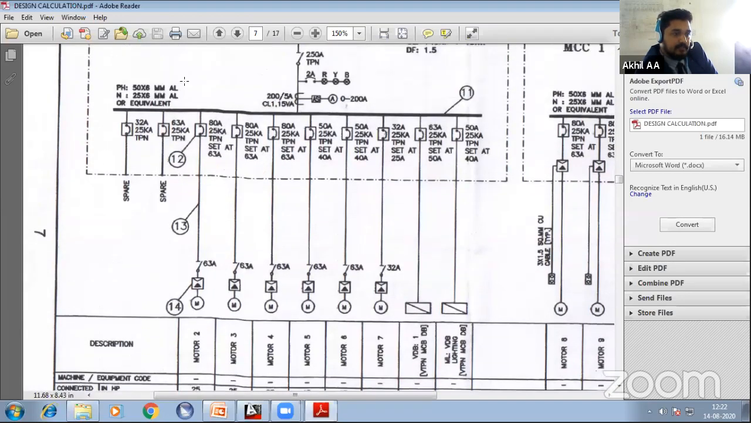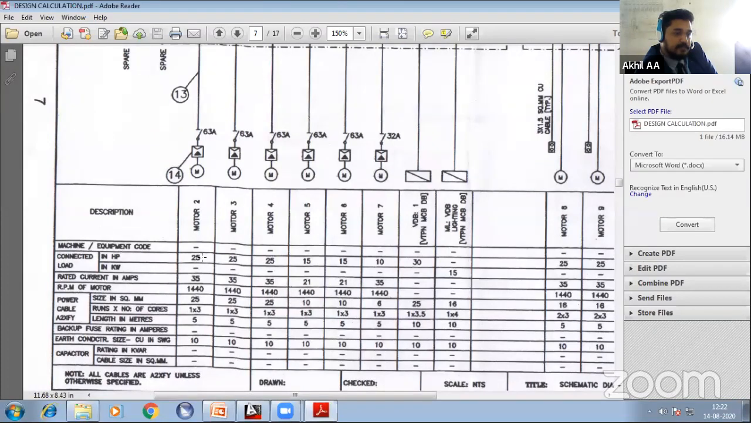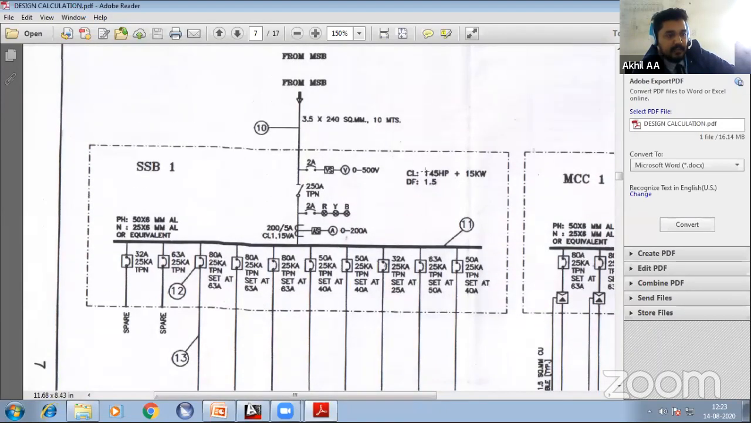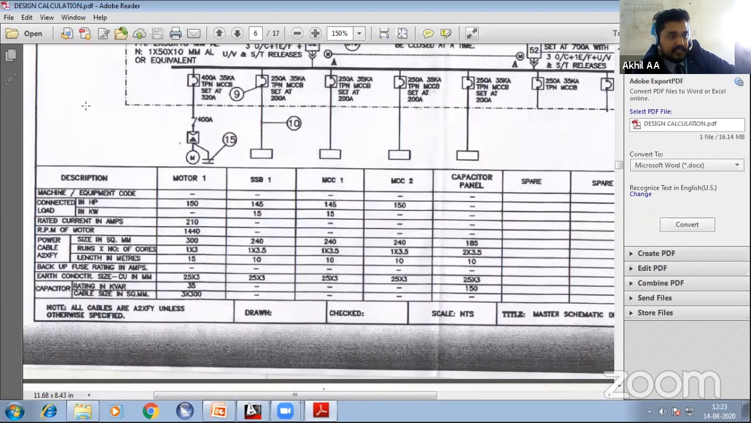From the SSB1, the first motor is 25 HP, the next motor is 25 HP. So you can see 25 HP motors, 3 numbers in the SSB1, 15 HP motors, 2 numbers, and 10 HP motors, 1 number. And you can see a VDB which has all the smaller pumps connected directly, that is 30 HP. And again the miscellaneous or lighting load is connected here to make sure that we are reaching approximately 145 HP plus 15 kilowatt, because since we have connected the 150 HP motor directly to the MSB, we are trying to balance and make sure that the outgoings are equally divided. So it is 150 HP, this is 145 HP plus 15 kilowatt, and MCC1 also 145 HP plus 15 kilowatt.